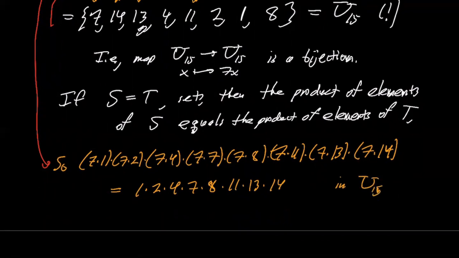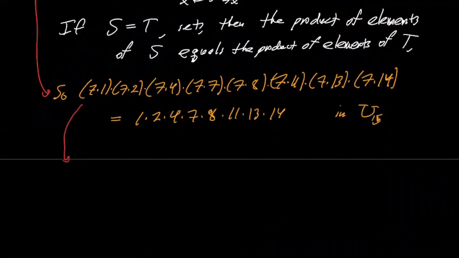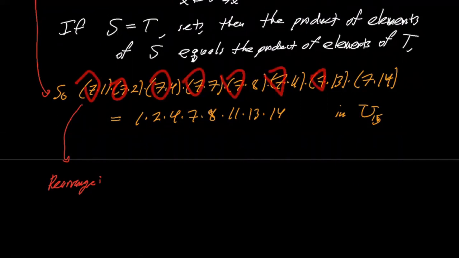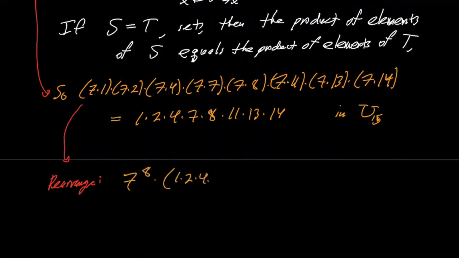Those are equal to each other, but we can rearrange this one, right? If we rearrange, we can pull all the 7s out. And so it's 7 times 7 times 7 times 7 times 7 times 7 times 7 times 7. That's 7 to the 8th. So 7 to the 8th times 1 times 2 times 4 times 7 times 8 times 11 times 13 times 14 equals 1 times 2 times 4 times 7 times 8 times 11 times 13 times 14.